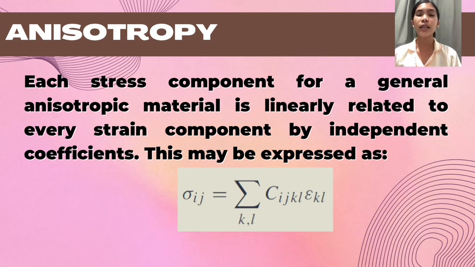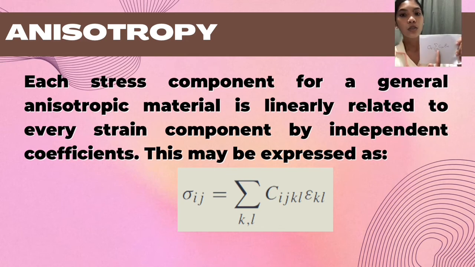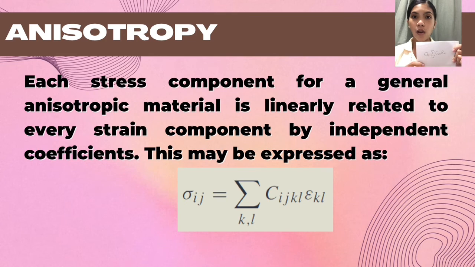Now, for a general isotropic material, the stress and strain are linearly related to each other, or symmetric. And we have a formula for this, also called the generalized Hooke's law. As you can see on the screen, this is sigma of I and J, which is the stress, and this epsilon of K and L is the strain. And this C of I, J, K, and L is what we call the elastic moduli, or the fourth-order stiffness tensor.